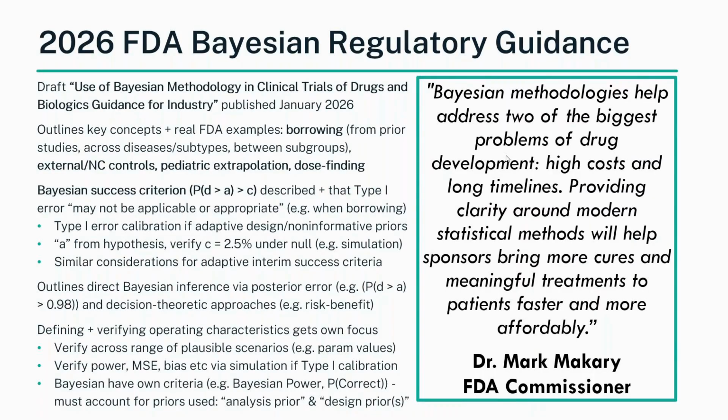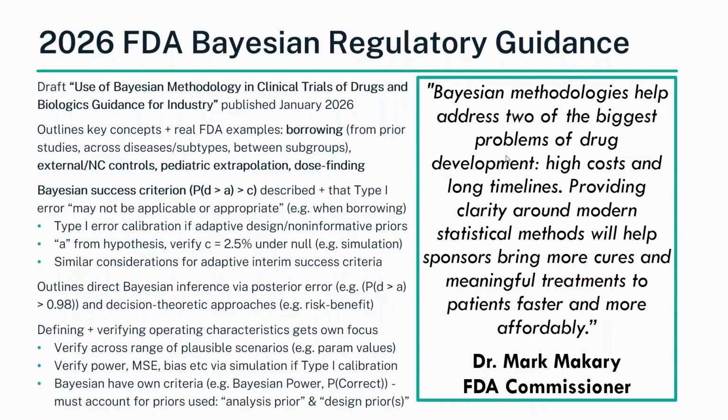And then they say that a pure Bayesian trial or a direct Bayesian inference trial is likely to have its own criteria. So they mention explicitly Bayesian power, the probability of being correct. And basically the idea that you must account for two types of priors. So they mention analysis prior and design prior. The analysis prior is the one that you're actually going to use in your clinical trial. It exists to say, this is what we're actually going to be doing, and therefore it is probably your most important prior, because this is the one that will actually be used when actual data is taken from your clinical trial.